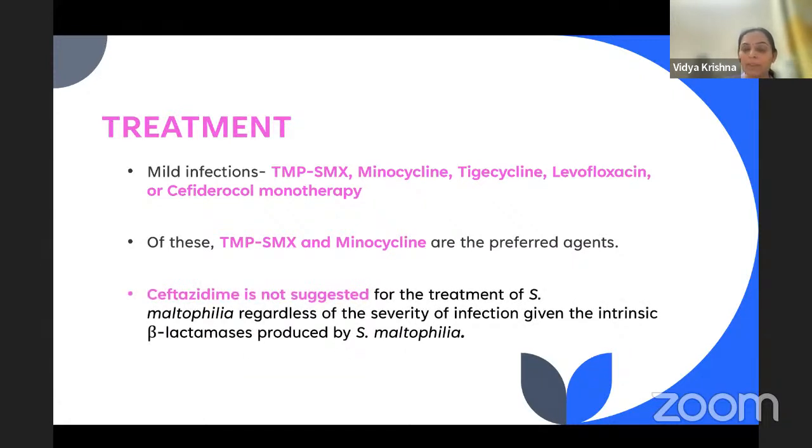Ceftazidime should not be used to treat Stenotrophomonas maltophilia, regardless of whether it is sensitive or not, because there are intrinsic beta-lactamases. So even though your lab may report it, in our labs, we've asked them not to report it, because if it gets reported, then people use it. So don't use ceftazidime to treat Stenotrophomonas, even if it is sensitive.